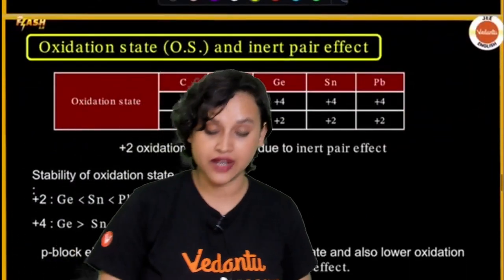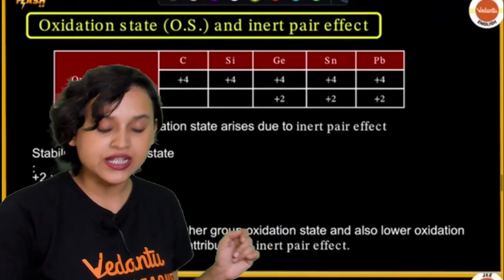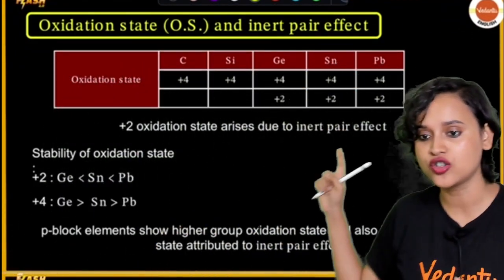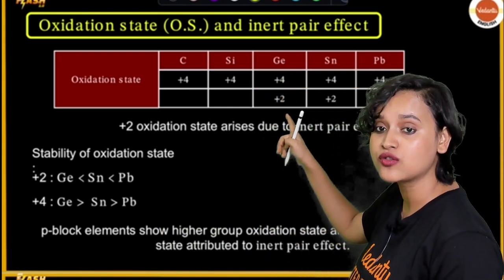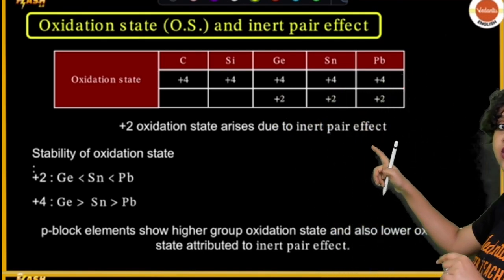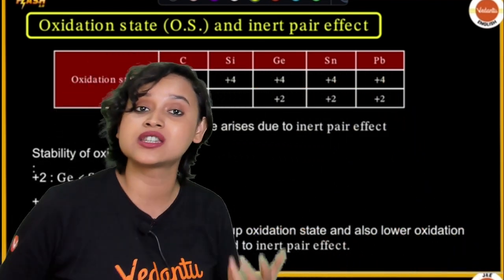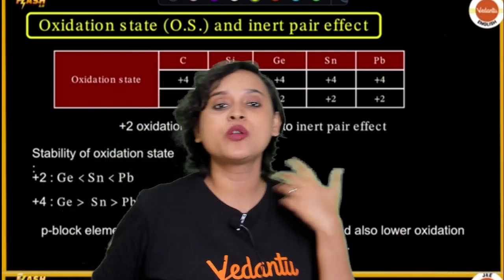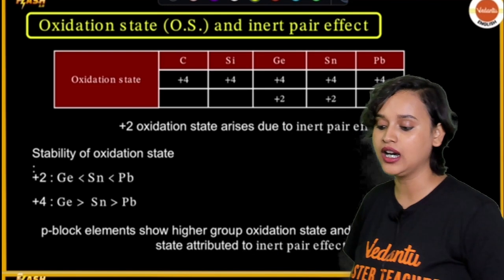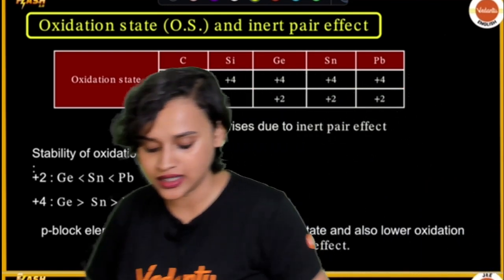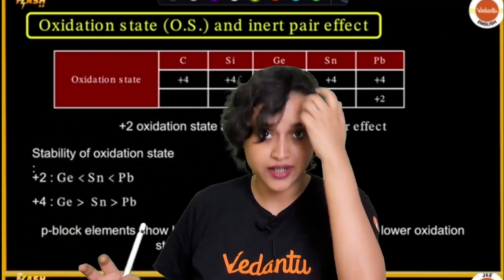Now, oxidation state, everybody. See, I told you, similar oxidation state. You will be able to see it here. Now you see, carbon shows +4 oxidation state, silicon shows +4 oxidation state, but the moment you go to germanium, you see +4 and +2 oxidation state, tin +4 and +2, lead +4 and +2, and as you go down the group, the lower oxidation state becomes more dominant, more prevalent. Why so? Inert pair effect. The lower oxidation state is always attributed to the inert pair effect. That's what you are going to write.